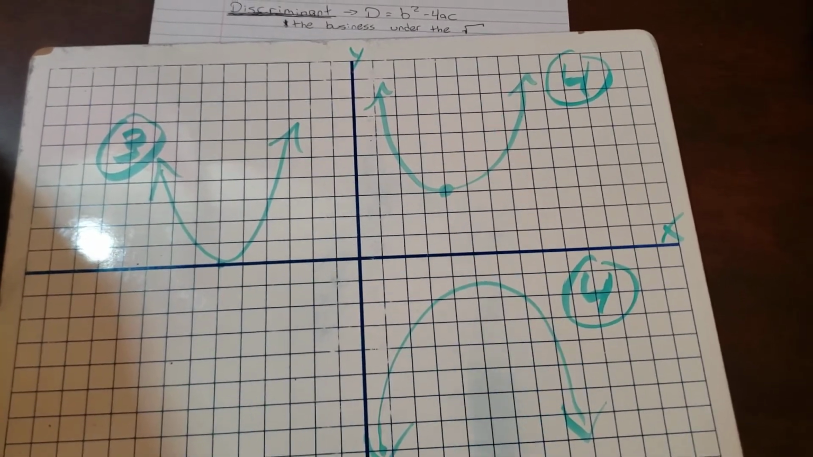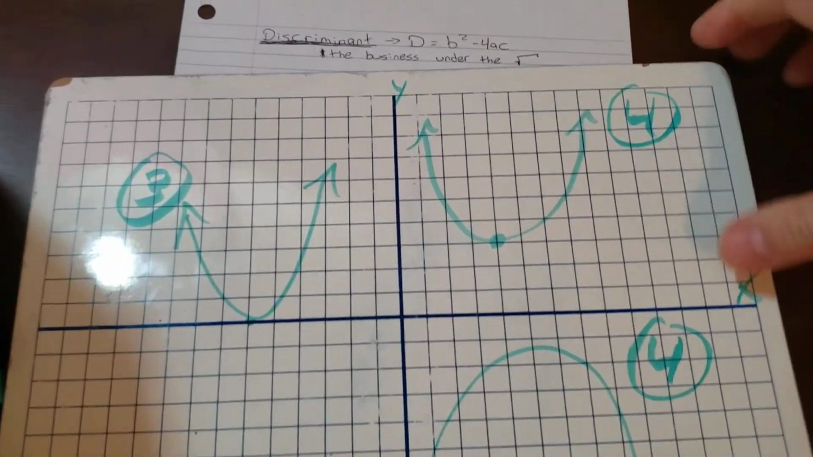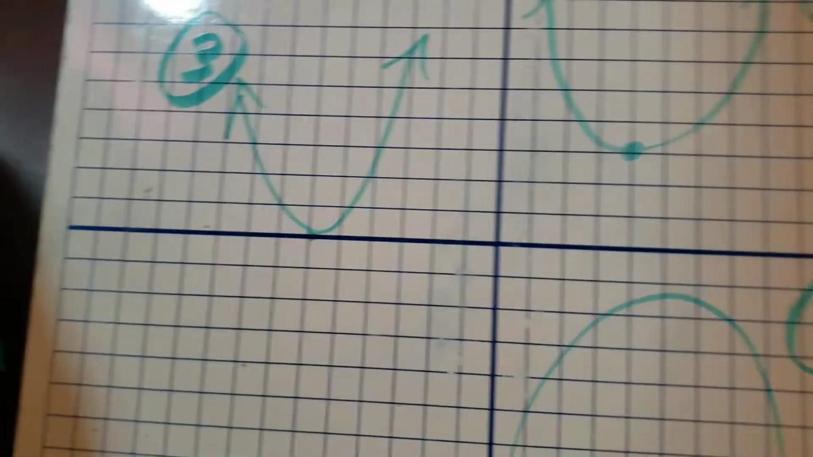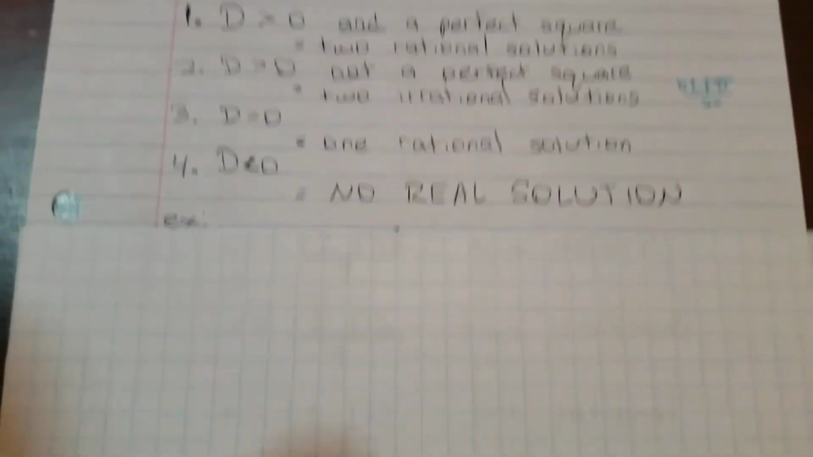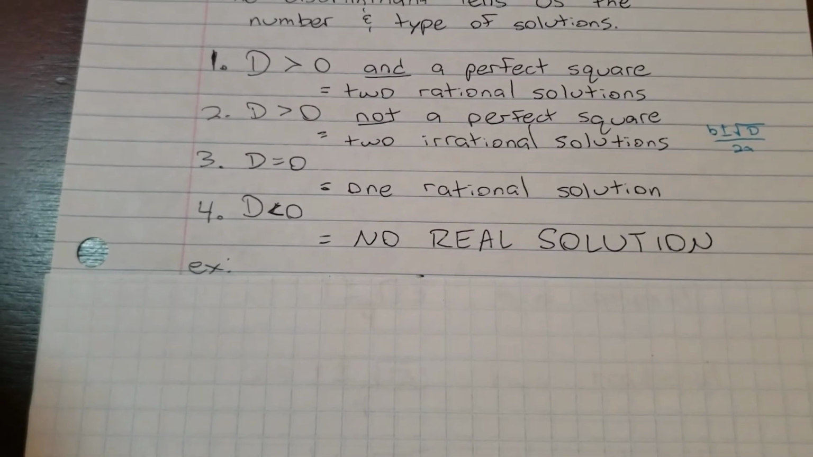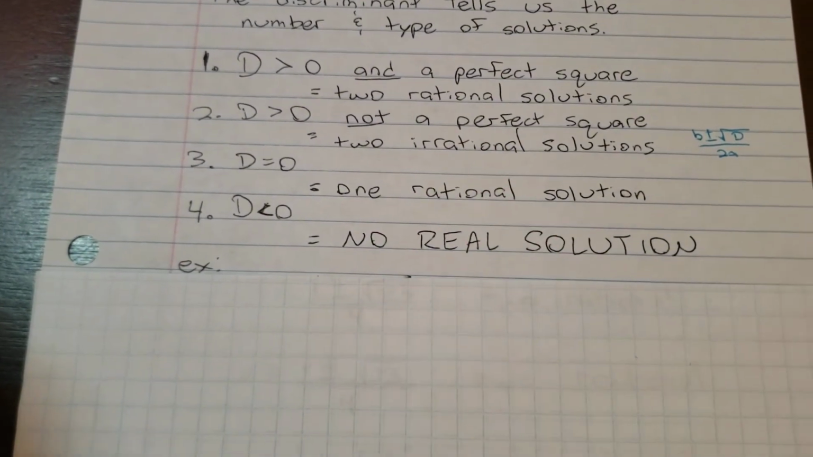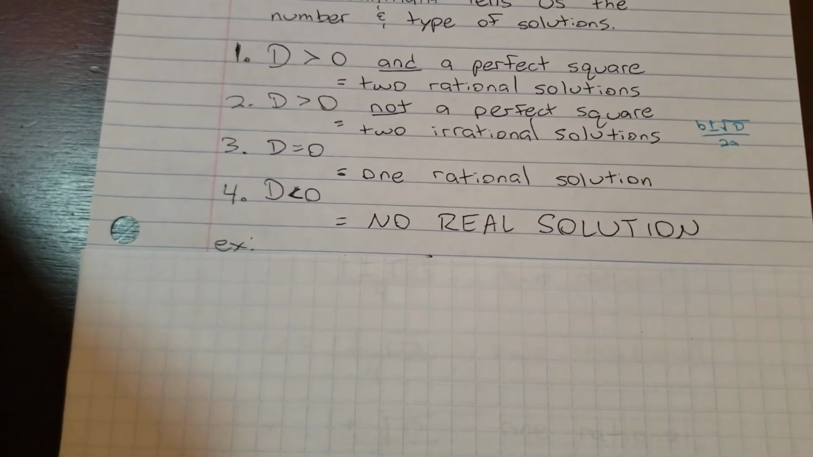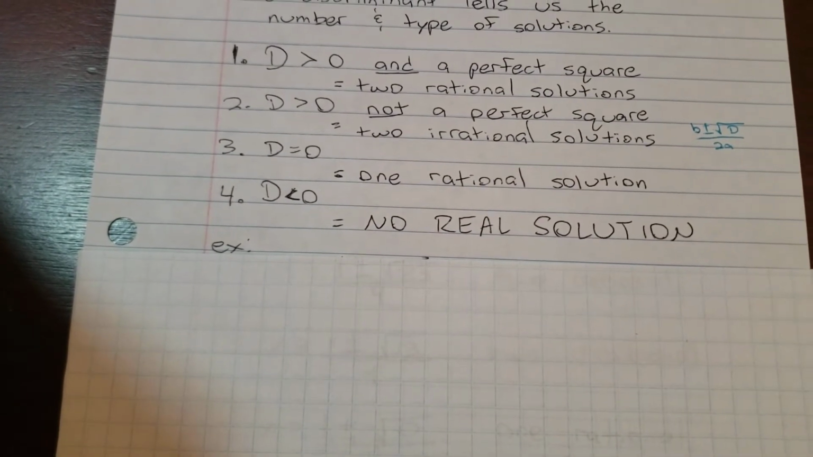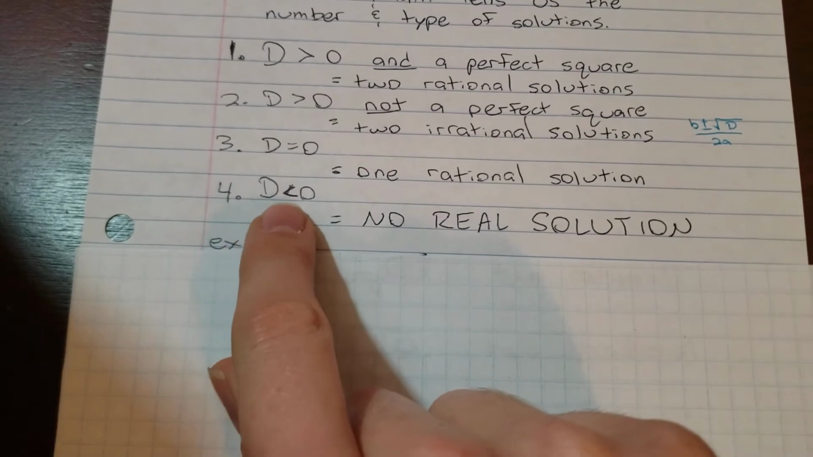Hope that makes sense. That's just kind of a quick visual. I do have examples that we'll get to in just a second. But again, these were scenarios 3 and 4, where we have 1 rational solution or no real solutions, right? Because it just doesn't work. Yeah, you can't take the square root of a negative number.